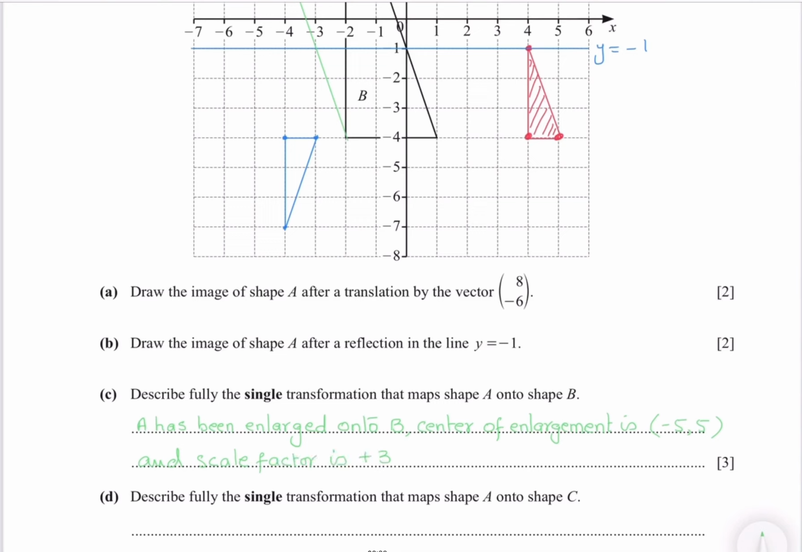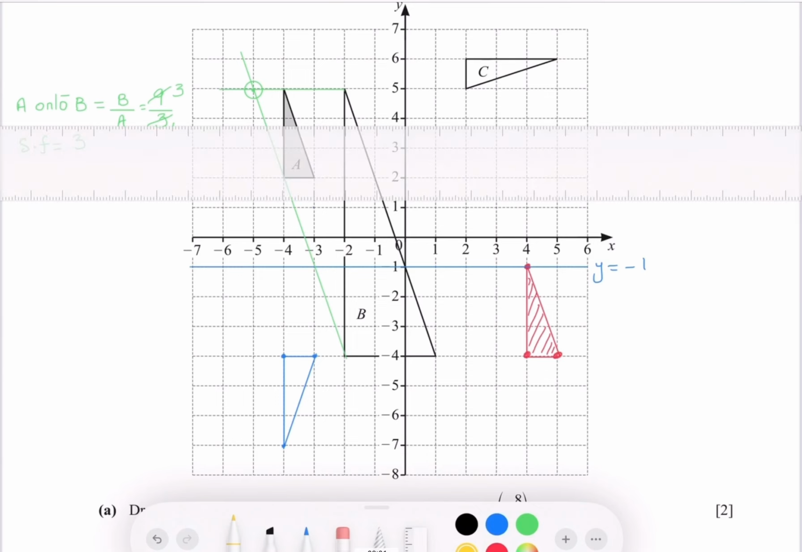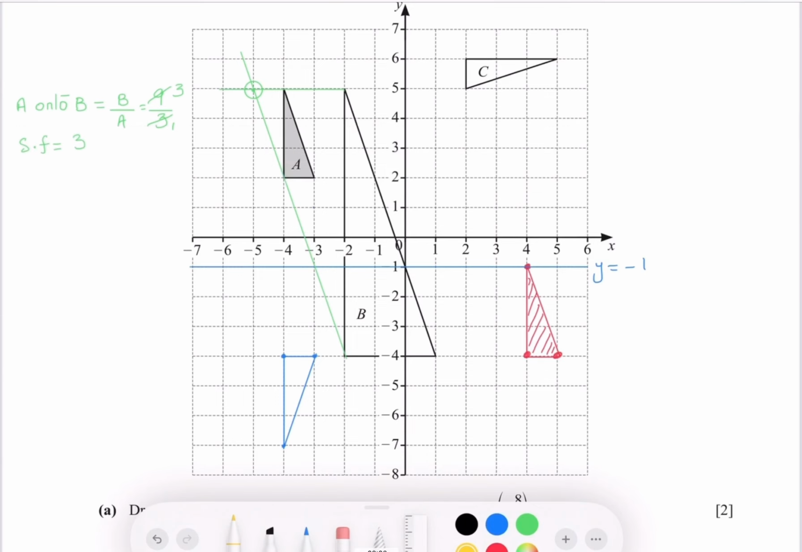Part D says describe fully the single transformation that maps shape A onto shape C. So A onto C, it looks like a rotation. So for rotation we have to find center of rotation, angle of rotation, and we have to also find out whether it is rotating clockwise or anti-clockwise.